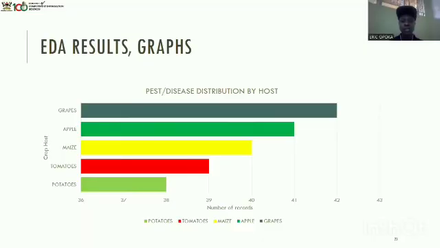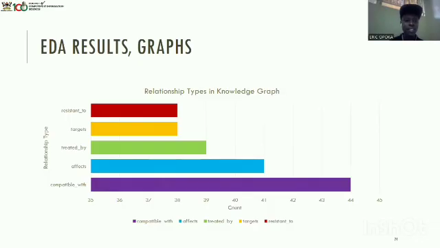Then we had the pest and disease distribution by host. In this case, grapes had 42, apple had that, then maize also had that. The crop count for grapes was higher in terms of the number of entries, so it was somewhat biased in one way or the other also. Then we had the relationship types.